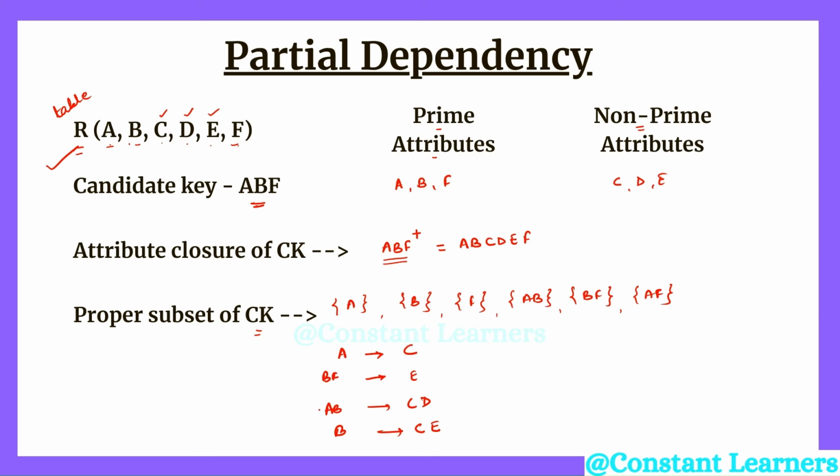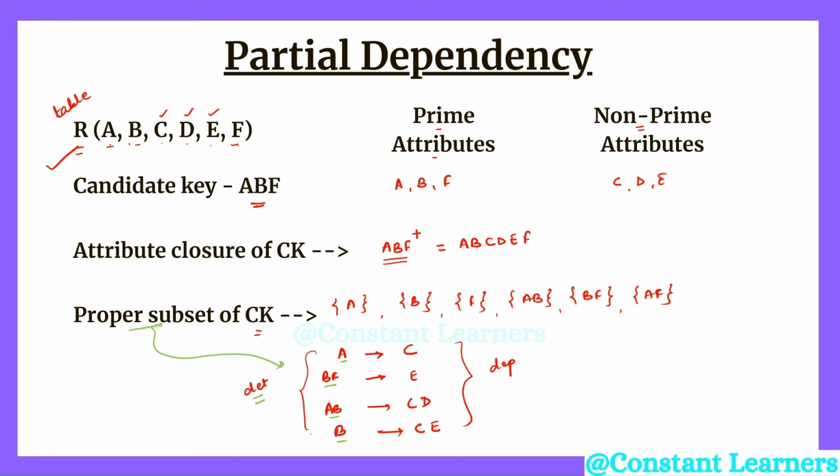On the left hand side, we have all the determinants, right? These are used to determine the attributes on the right hand side. So all of these attributes on the right hand side will be known as the dependents. These attributes are dependent on the attributes on the left hand side, right? So what do we observe about the left hand side? That is all the determinants. Here we have A, BF, AB, B. We see that all of these determinants are proper subsets of the candidate key, right?